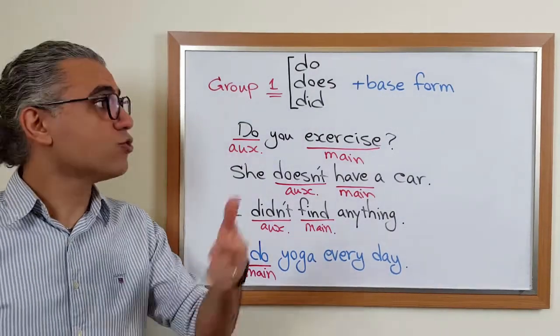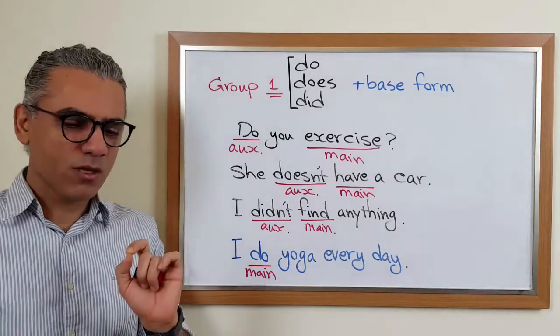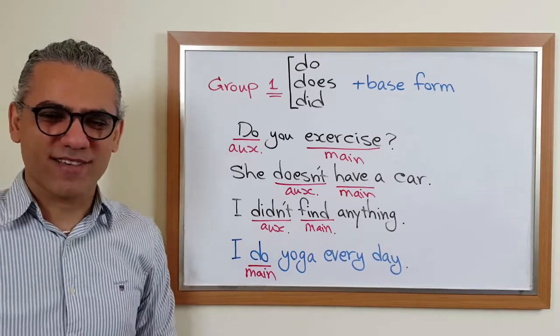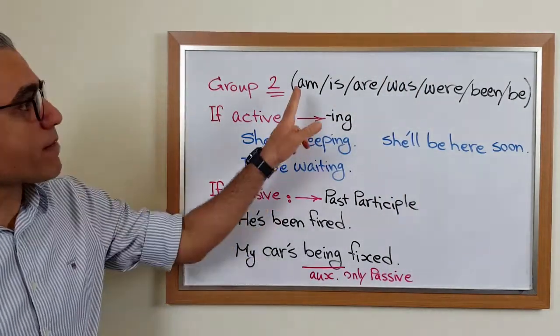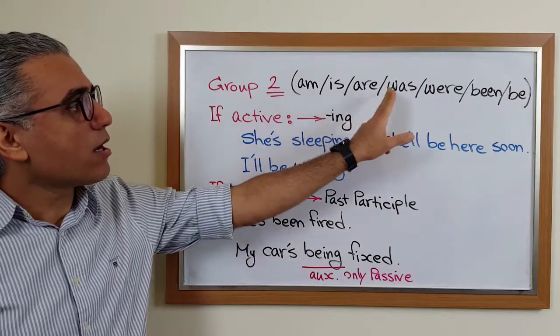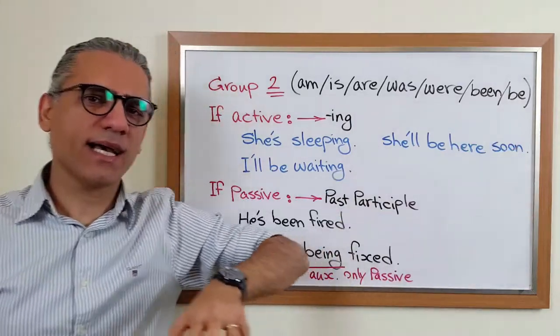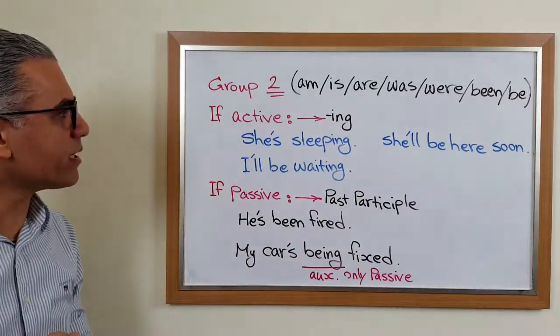Remember, this "do" in here is our main verb, and we don't have an auxiliary verb in this sentence. So whenever you see do, does, did, remember, they could be your main verb. You just need to pay a little bit of attention to the sentence. The next group of auxiliary verbs are these: am, is, are, was, were, been, be, and being. I will explain it in a few minutes.